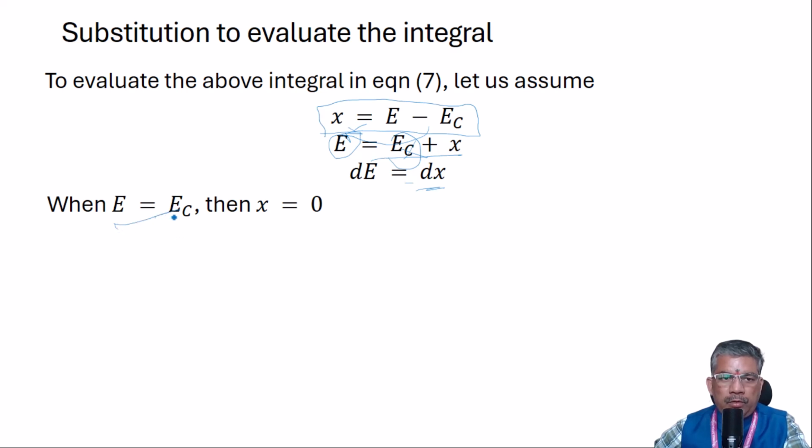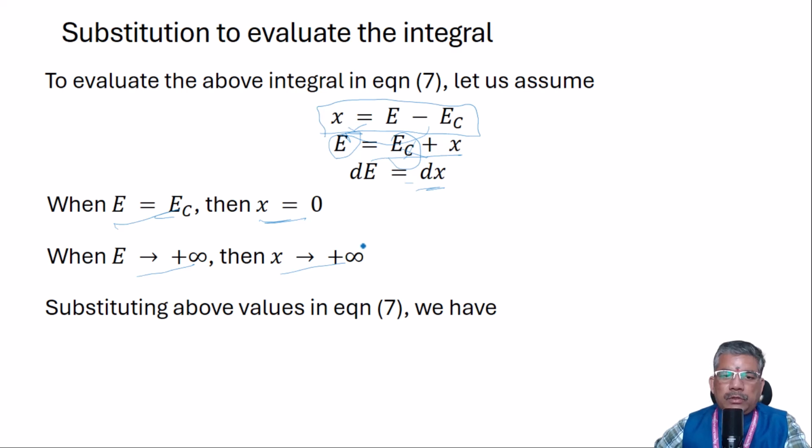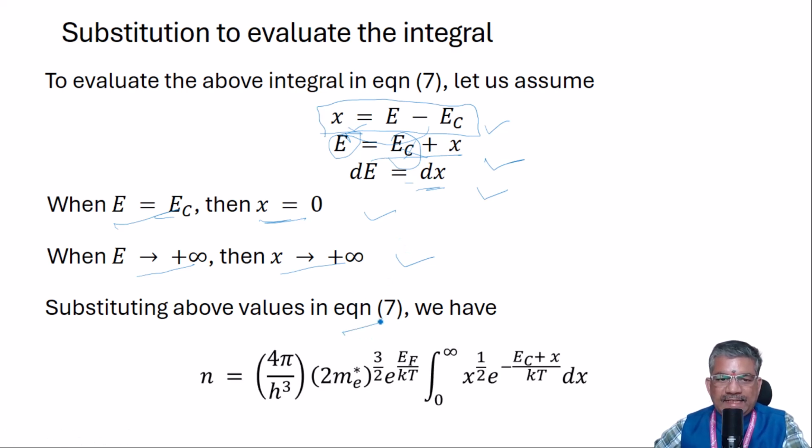Now we are going to apply the limit. When E equal to Ec, then we can say x equal to 0. When E equal to infinity, then x equal to infinity. So now we need to substitute all these x values, E values, dE value, and x equal to 0 and x equal to infinity. All these values we have to substitute in equation number 7.